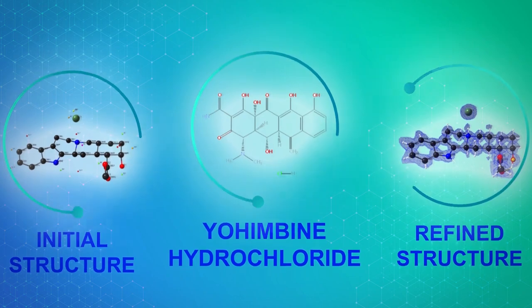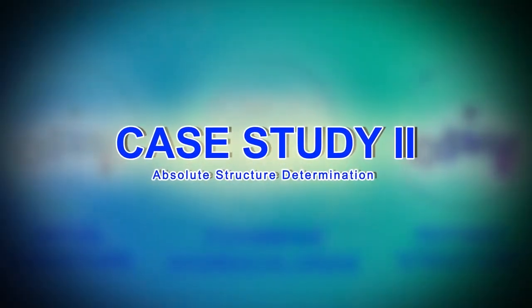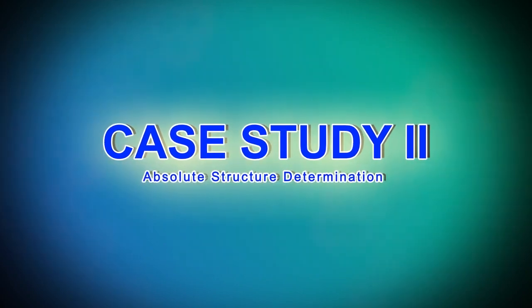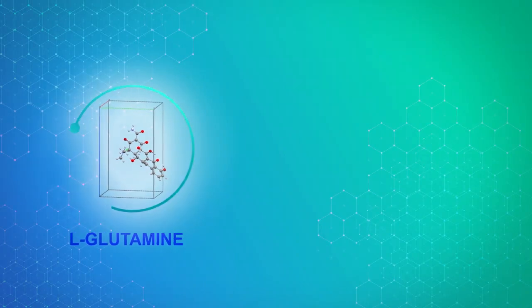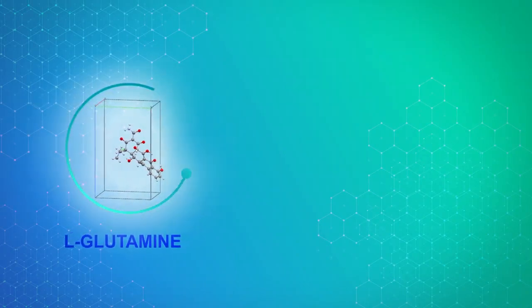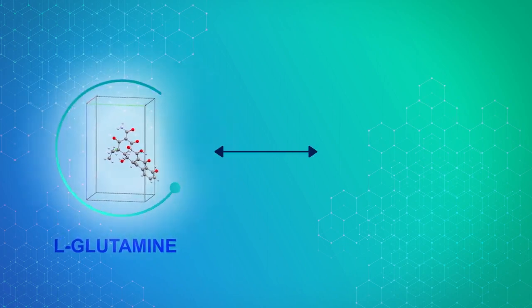We must determine the absolute configuration of molecules in a crystal structure because chirality can determine properties like biological activity. For example, when the structure of glutamine is solved by MicroED, the non-centrosymmetric crystals formed by this chiral molecule could be one of two inverted mirror images. Absolute configuration can be determined directly by dynamical refinement.